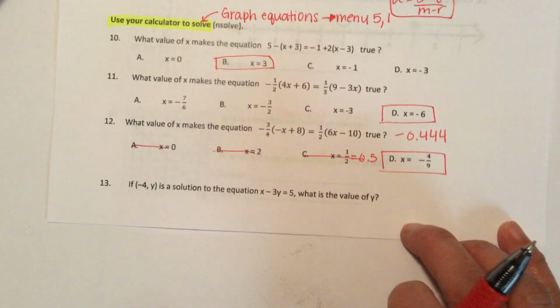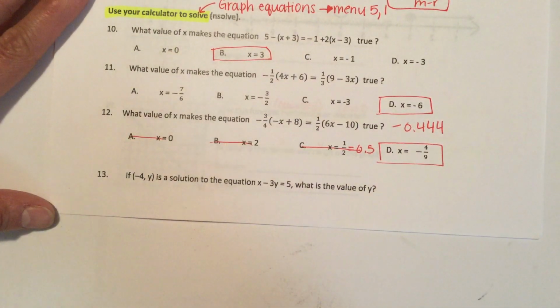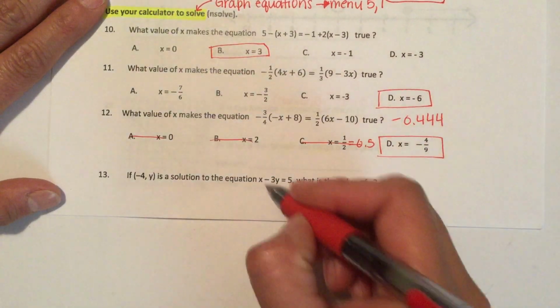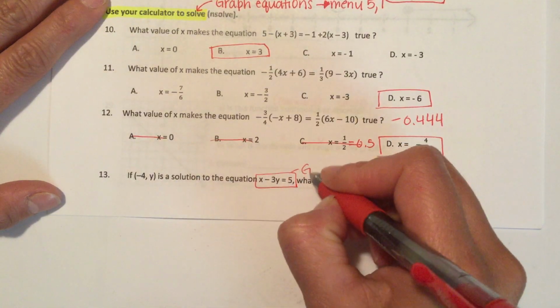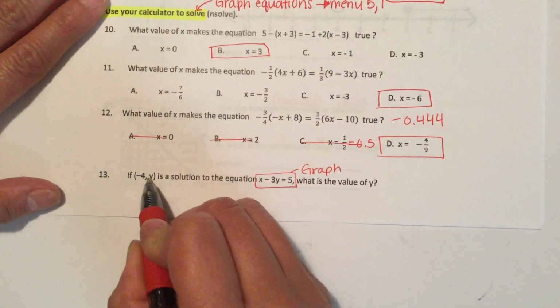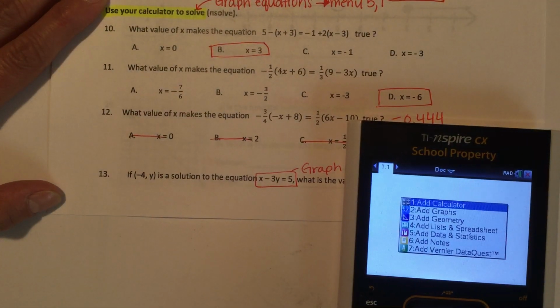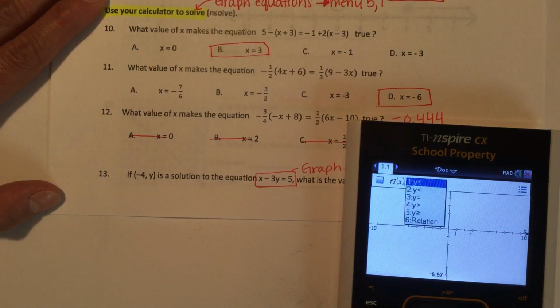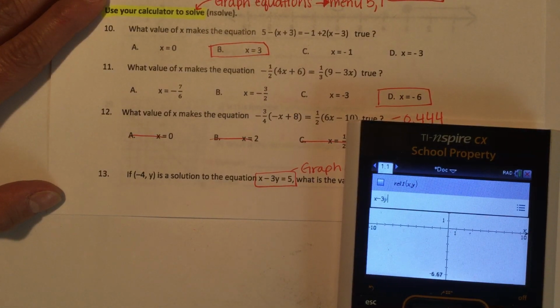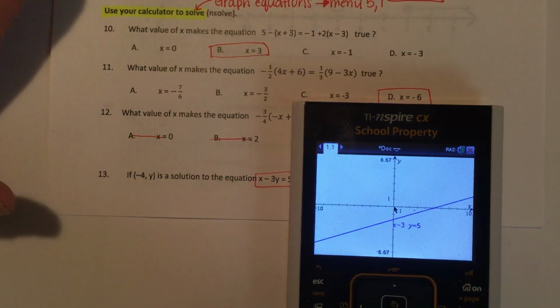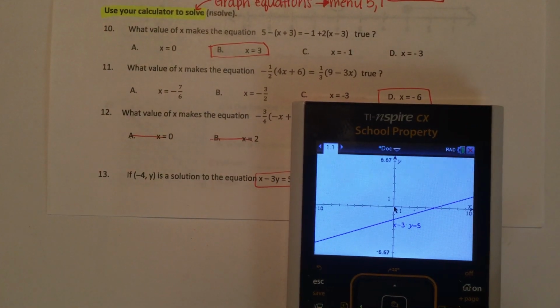Number 13, it says if negative 4 comma y is a solution to the equation x minus 3y equals 5, what is the value of y? So this is an equation. An equation can be graphed in your calculator, and it's asking what's the y value when x is negative 4. So if I take my calculator, go to a graph page, and graph the equation, delete, choose 6, x minus 3y equals 5, press enter, I can look at this line and pull up some points by tracing along the graph. So when I press menu 5-1, it allows me to trace along the graph.